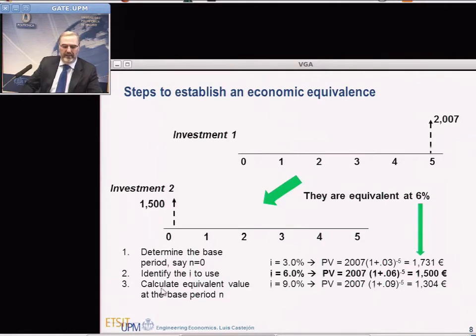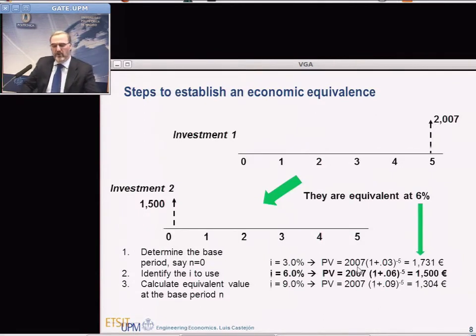And then the third and last step, calculate the equivalent value at the base period n. So the general formula is the present value equals the future value times bracket 1 plus the interest rate we are testing, close bracket, to the minus nth power. So this is a trial and error methodology, and we can start with an interest rate of 3%.